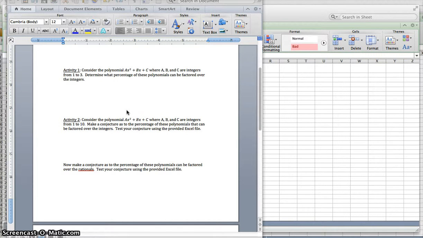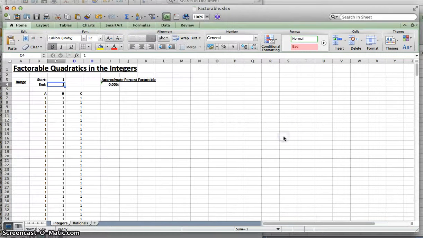After that, we're going to give them this next scenario, ax squared plus bx plus c, where a, b, and c are integers from 1 to 10. As you can see, this is a much larger set, so they will not be able to use the brute force method. So after they make their conjecture, we want them to use the Excel file that we provided, as you can see here.